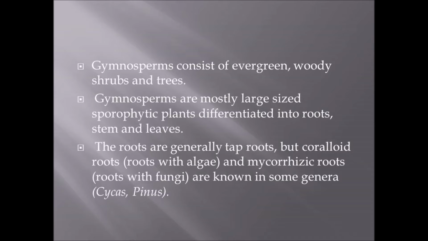Gymnosperms consist of evergreen woody shrubs and trees. Evergreen means some plants during the winter or autumn season shed their leaves fully, and after the season is over, they start to bloom their flowers and leaves. But in evergreen plants or trees, usually they don't shed their leaves, so the leaves will be there always. That is why they are called evergreen. Such types of plants are present in gymnosperms, and they are woody.